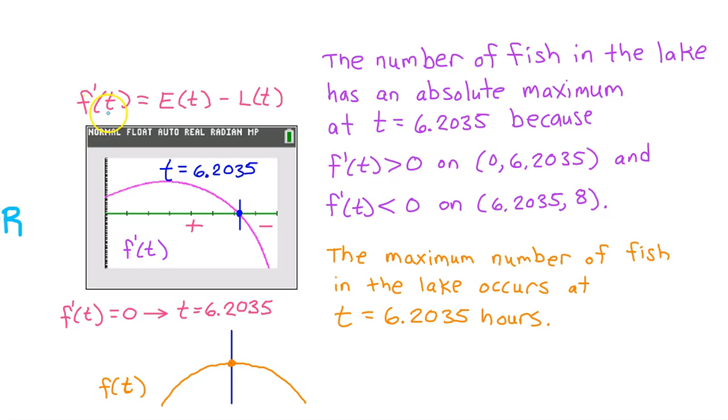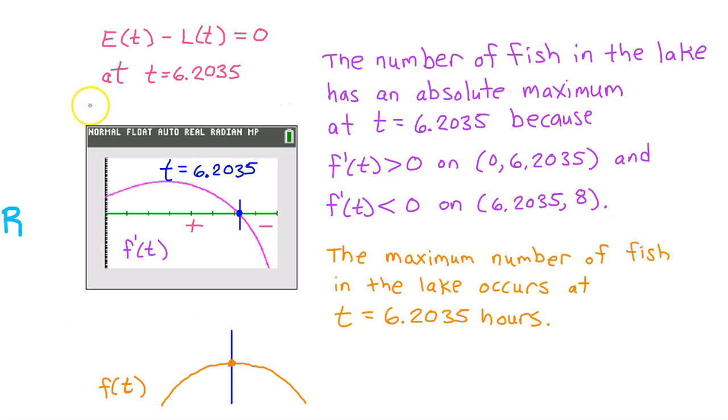Also, f prime of t is just e of t minus L of t. So everywhere we wrote f prime of t in our justification or in our work, we can just replace that with the expression e of t minus L of t. For the critical value, instead of saying f prime of t equals 0 at t equals 6.2035, we say e of t minus L of t equals 0 at t equals 6.2035.